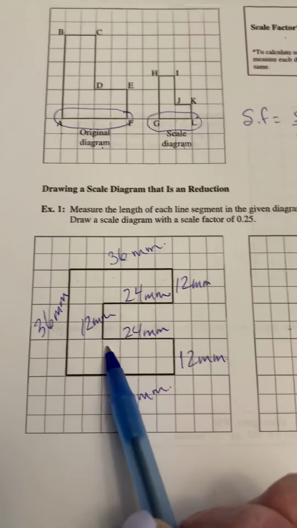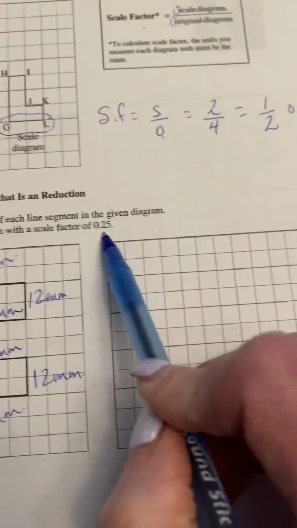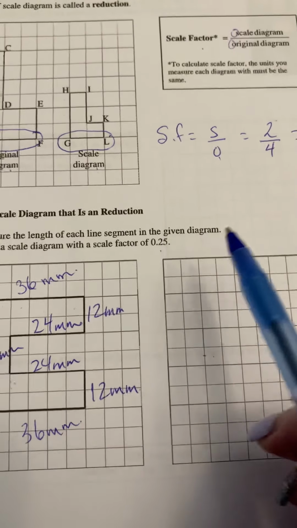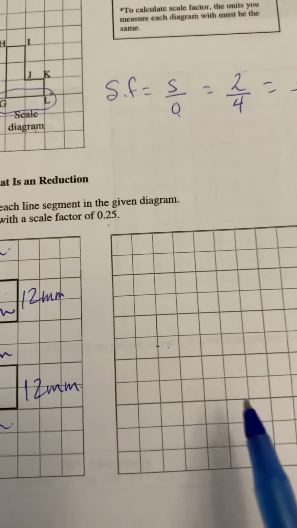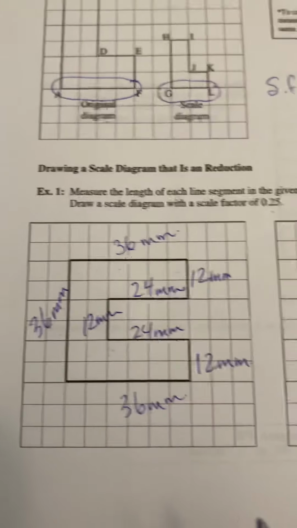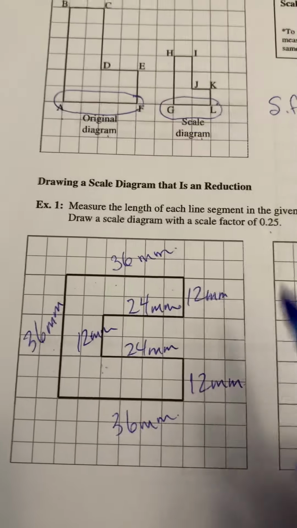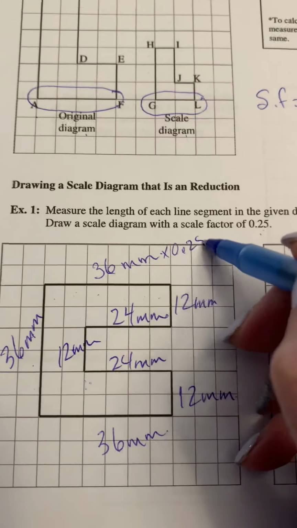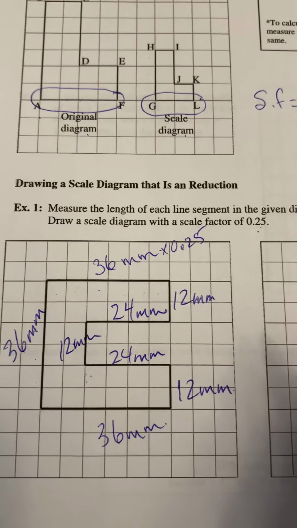We're going to draw this scale diagram with a scale factor of 25/100ths. You can see that that is smaller than 1, so we are going to be drawing a reduction. It is going to be smaller than this original. So how you start this out is you multiply these measurements by the scale factor of 25/100ths, and then you're going to get your new dimensions.